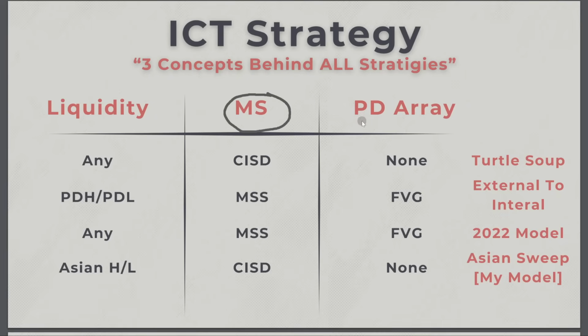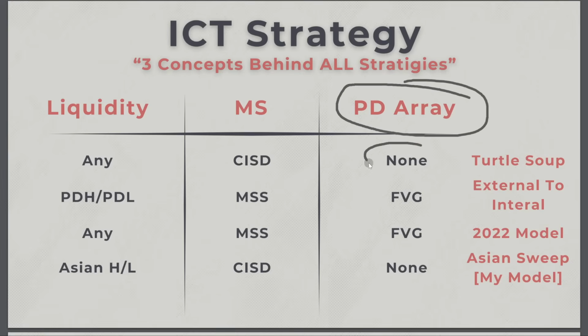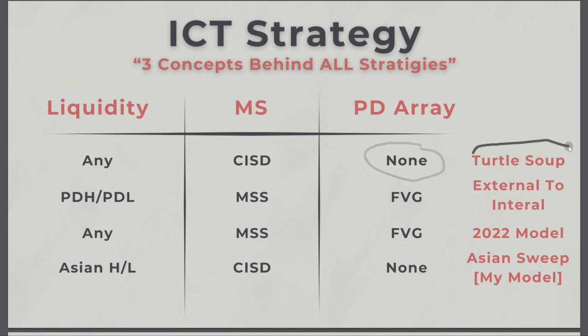And for the market structure shift, in order to enter based on the turtle soup, what do we need to enter? So some people just enter based on luck. The actual entry is actually a change of state delivery. So we're going to wait for a change of state delivery after taking that specific liquidity level, and then we enter without the need of any PD array. So none. No PD array needed. That's a turtle soup entry.